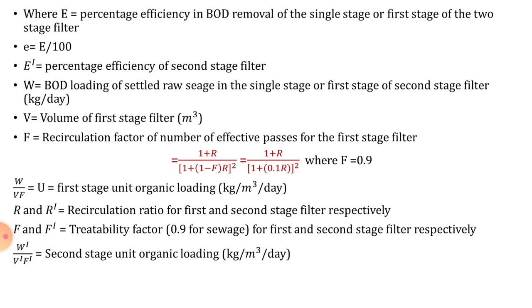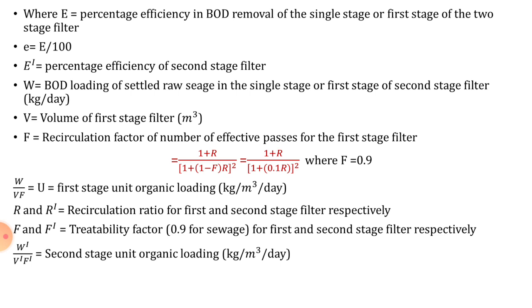where E is the percentage efficiency in the BOD removal of the single stage or first stage of the two-stage filter, and the small e denotes E divided by 100. Whereas E dash indicates the percentage efficiency of second stage filter. W stands for the BOD loading of settled raw sewage in the single stage or the first stage of two-stage filter in kg per day. Whereas V is equal to volume of first stage filter in meter cube. F is the recirculation factor or the number of effective passes for the first stage filter.